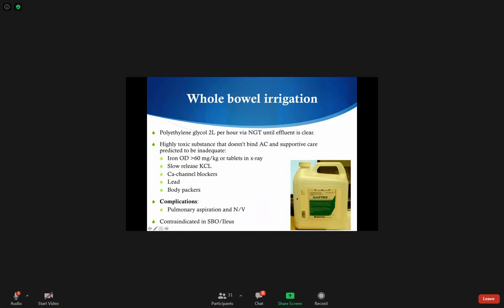Polyethylene glycol, this is polyethylene glycol. This is what the gastroenterologists use to clean the bowel before endoscopy. We use it if we think that the gut still has drug and we think that the amount is enough to cause significant toxicity, then we give them this. We give them 2 liters per hour in adults until clear fluid comes from the rectum. That means their bowel is clean. There is no more drug in the bowel.